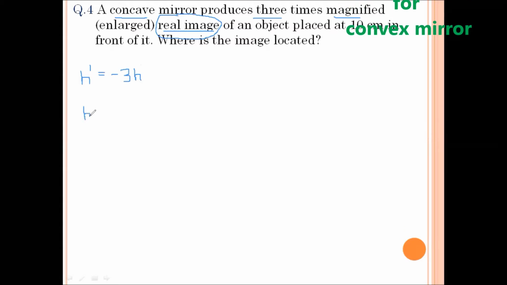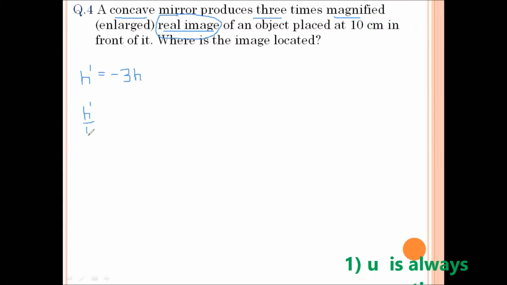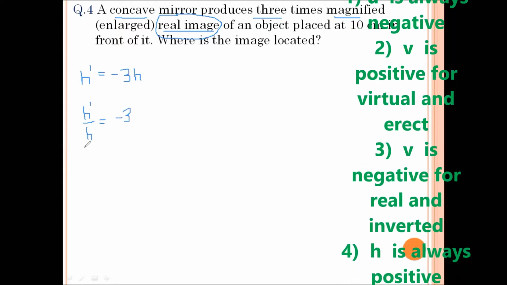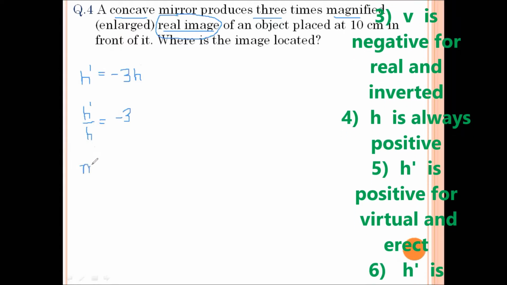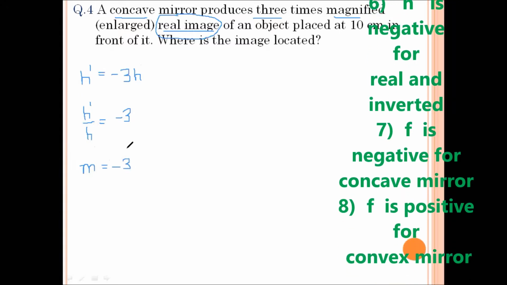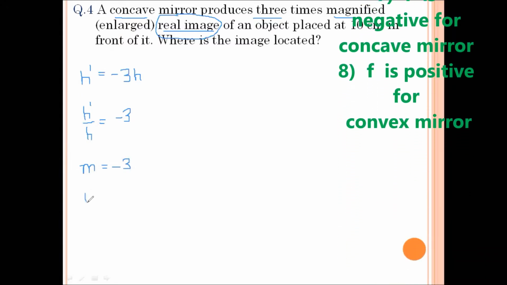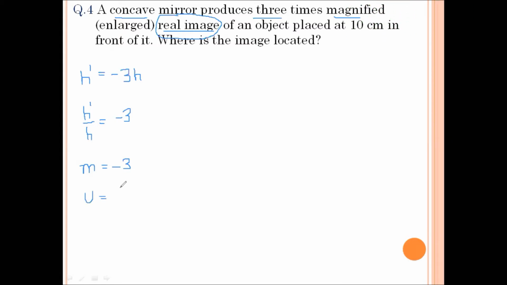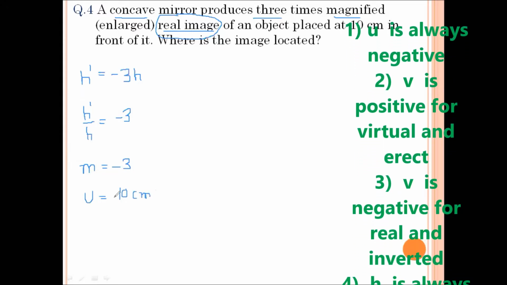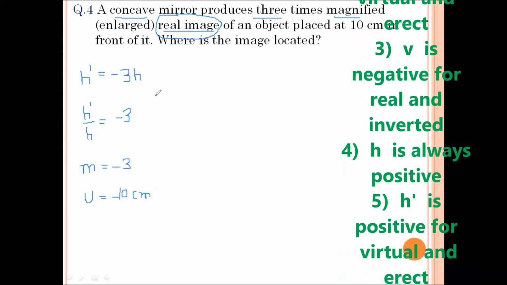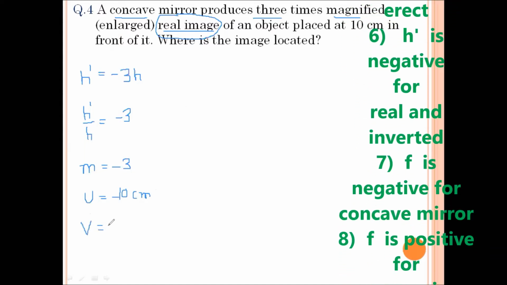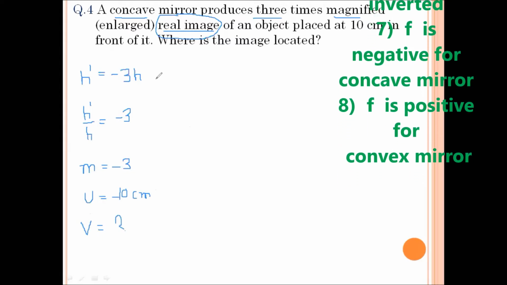We can also write it as h dash by h equals minus 3, and we know h dash by h is nothing but magnification. So we have been given magnification equals minus 3, and the object is placed at a distance of 10 centimeter. So u is given 10 centimeter, and we know u is always taken negative, and we are supposed to calculate the image distance. We are supposed to find v. So this is the given data.